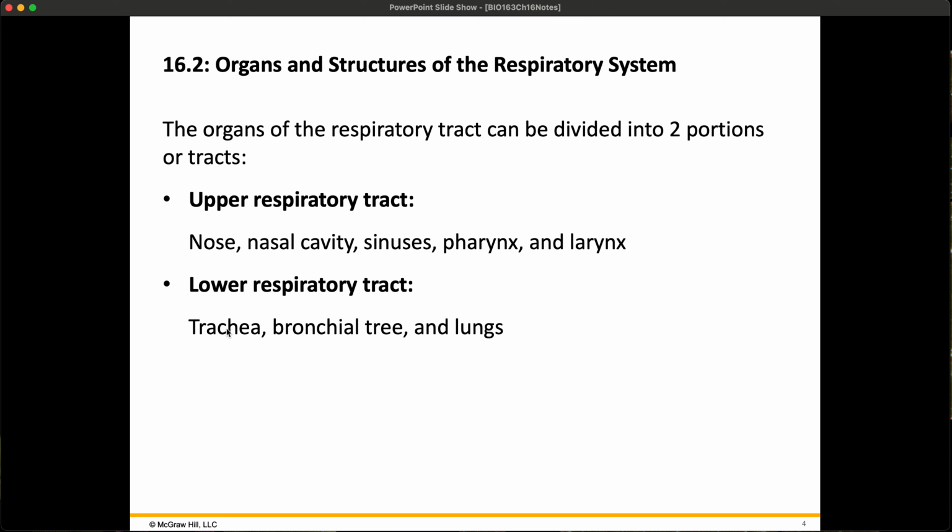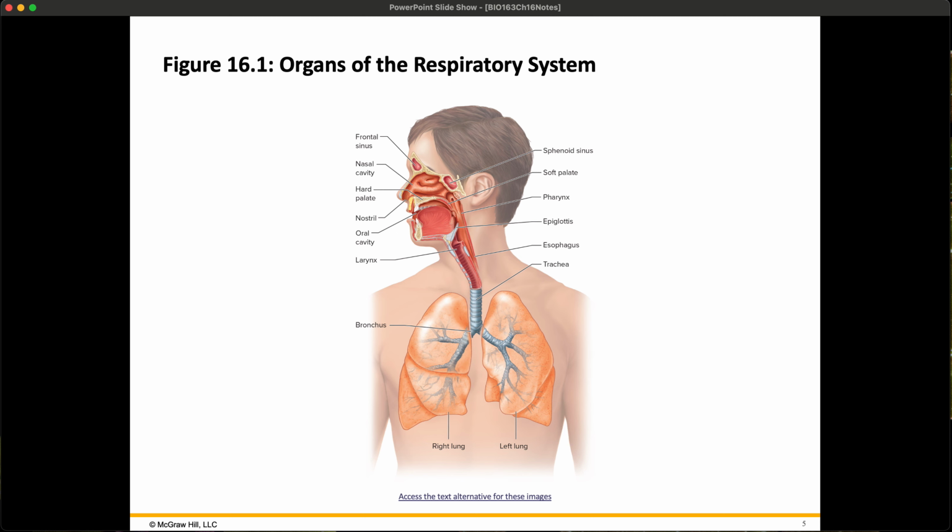It's the trachea, that tube that you can feel in the front of your throat, the bronchial tree, and the lungs. The bronchial tree being those bronchi, those tubes that are transporting air. Here you can see a nice little depiction of that. Again, hopefully you should be familiar with this already.